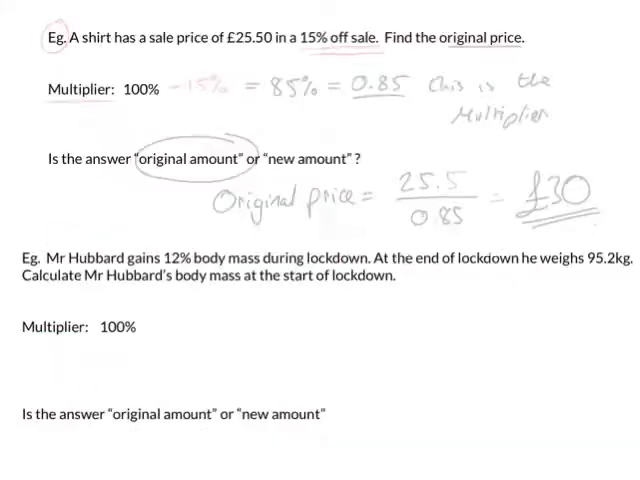And it gives us exactly 30. You must do it this way. You can't add or subtract a number onto 25.5. It simply does not work that way.